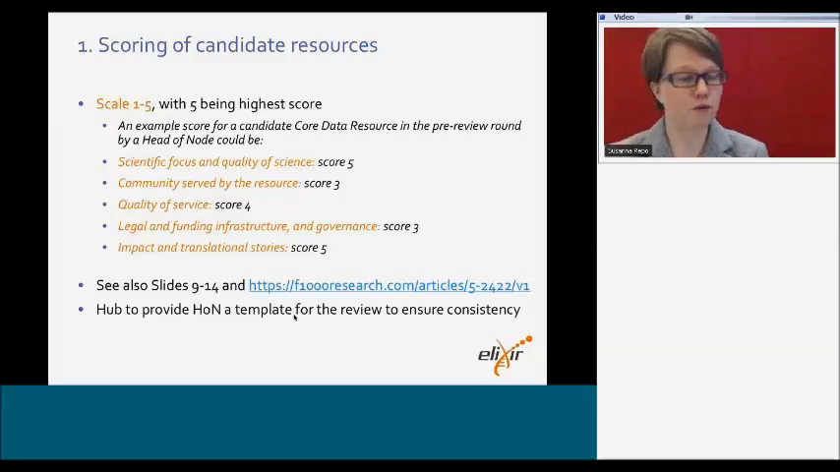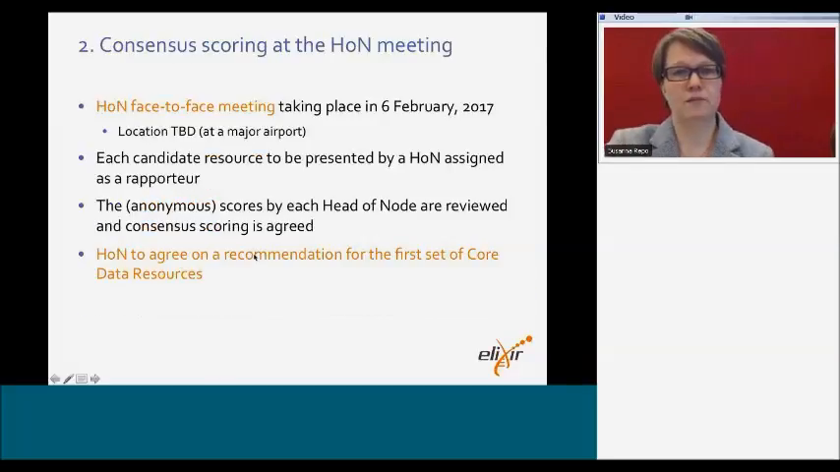We will finalize the timelines for the Heads of Nodes and inform all the details at the next Heads of Nodes meeting, which is in the beginning of December. But in all likelihood, we will have the Heads of Nodes start the review in the second to last or last week of January, so that we have everything ready for the Heads of Nodes meeting in the beginning of February. Then, the 6th of February, we have the Heads of Nodes face-to-face meeting.